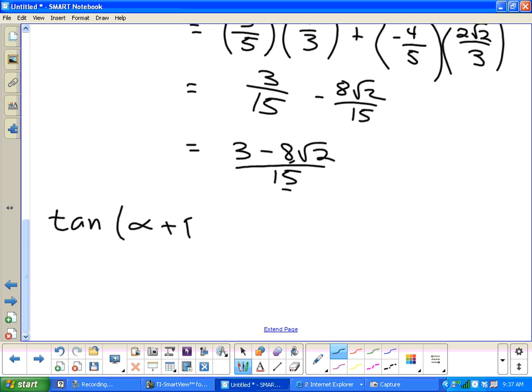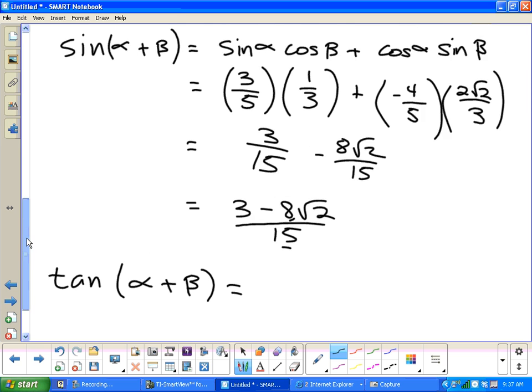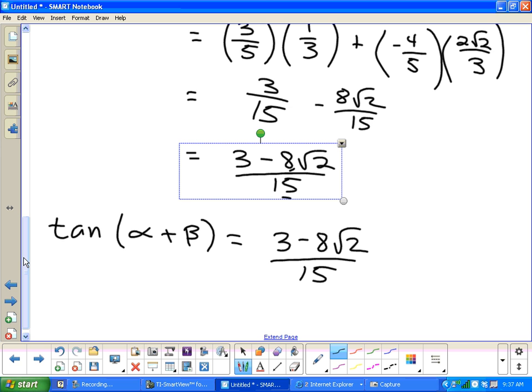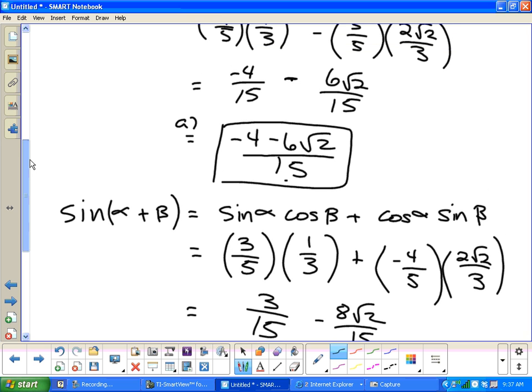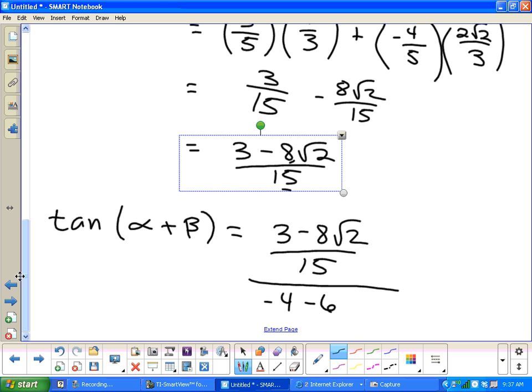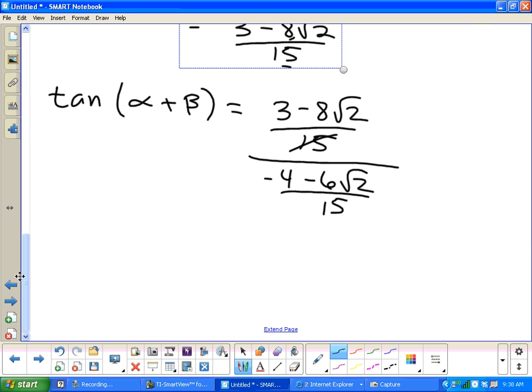Let's do the tangent. Tangent of alpha plus beta. All right, we're going to do the sine over the cosine. The sine was that, right? So 3 minus 8 square root of 2 over 15. What was the cosine? Negative 4 minus 6 square root of 2 over 15. All right, 15 is going to cancel. 3 minus 8 square root of 2 over negative 4 minus 6 square root of 2.